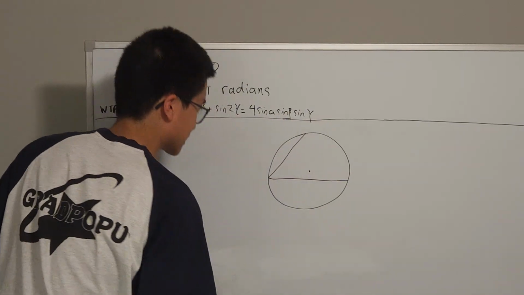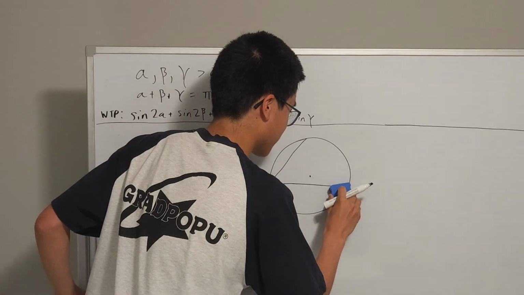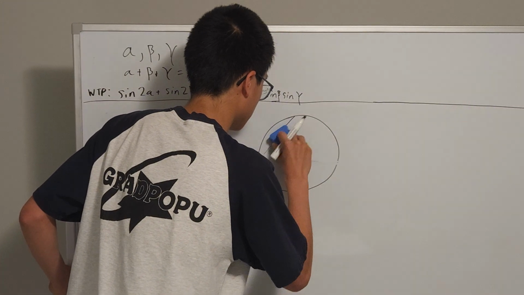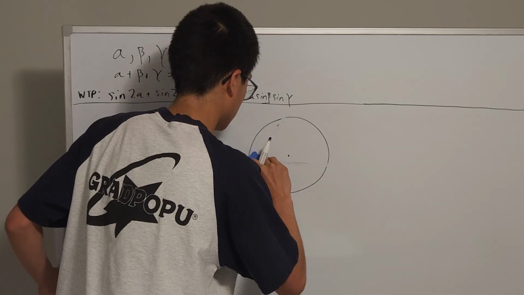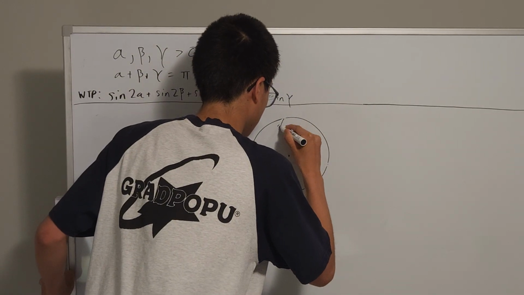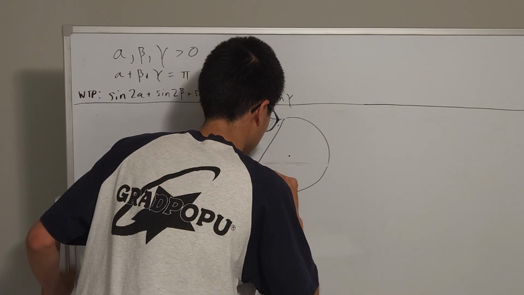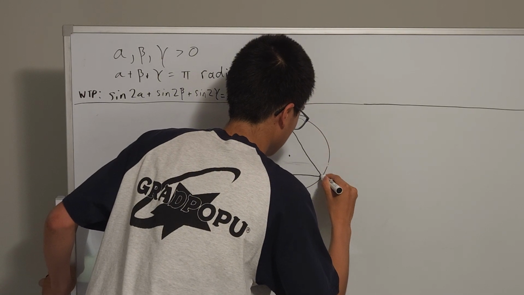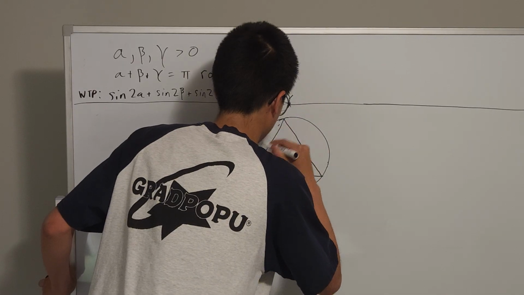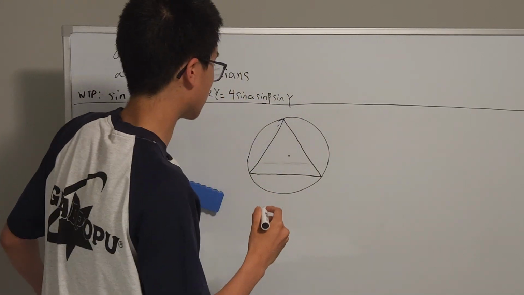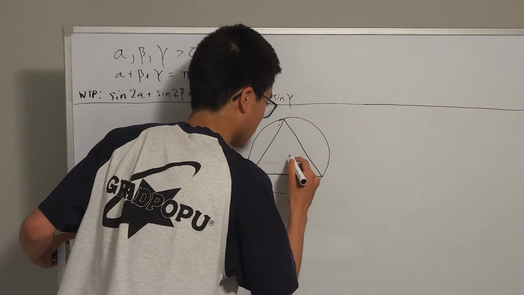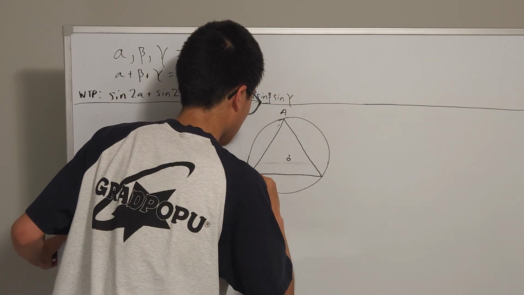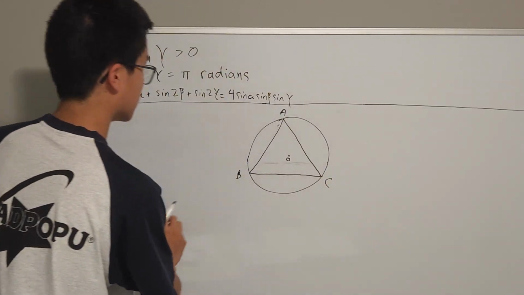Okay, maybe not the line I was expecting. Okay, I'll also be labeling the points, so let the center of the circle be O. And we're going to let the vertices be A, B, and C.